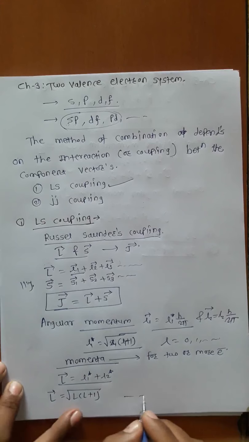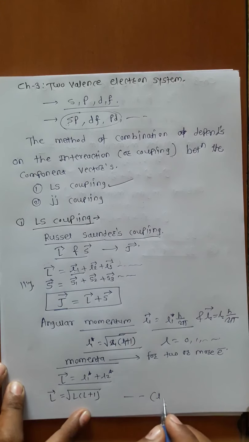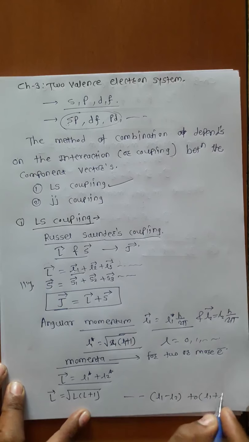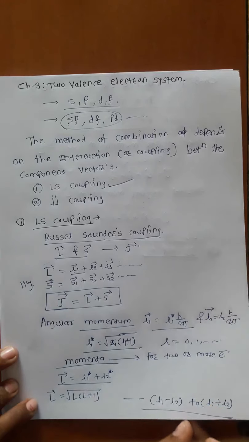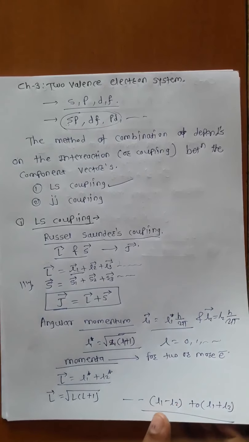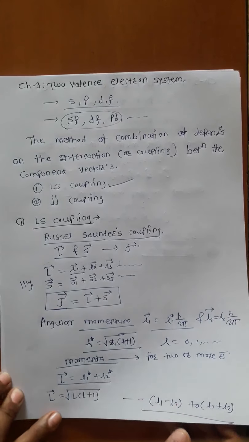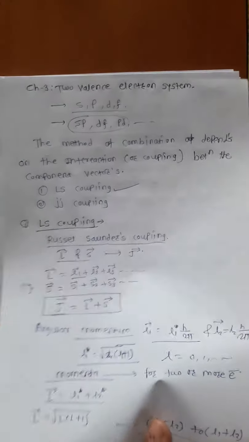And L takes values from L1 minus L2 to L1 plus L2. This was already studied in the last lecture: L1 minus L2 to L1 plus L2. This is all about the LS coupling. I have drawn here a diagram for the LS coupling.